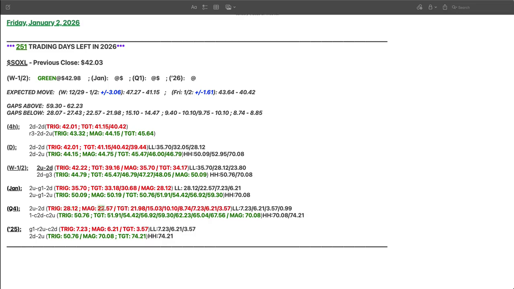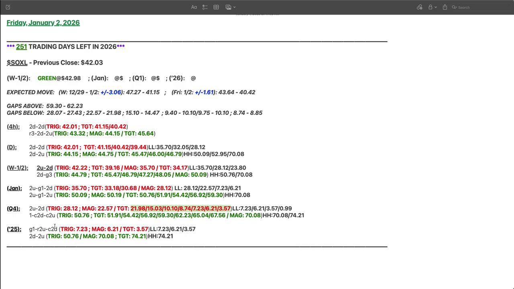If we do trigger that, the magnitude is only 22.57, so it would only be like a $6 move, but we would have already made a pretty large move to get down to 28.12 to begin with, so not a pullback you would really want to see. And if we do continue that downward price action, we have the extended targets there.